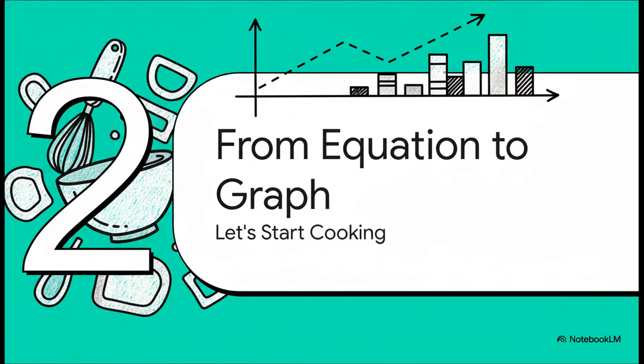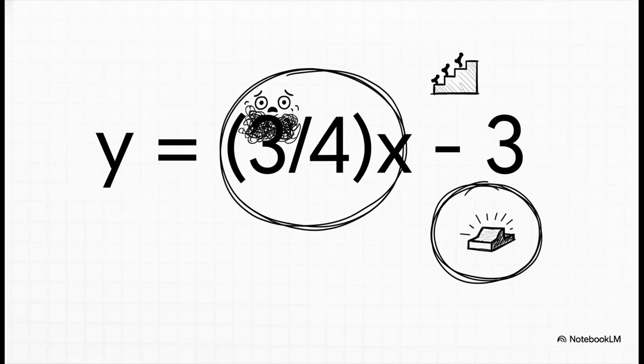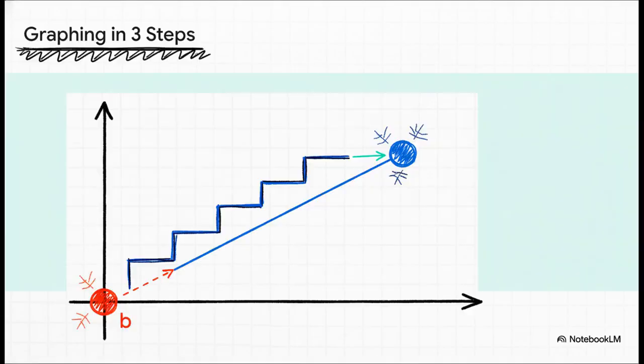Okay, so now that we know our ingredients, let's actually start cooking. Let's move on and see how this simple recipe builds a visual, a line on a graph. We're going to get our hands dirty with this specific example. y equals 3/4 x minus 3. Now, it might look a little tricky with that fraction in there, but I promise you, the process is always simple. It's just 3 steps, every single time.